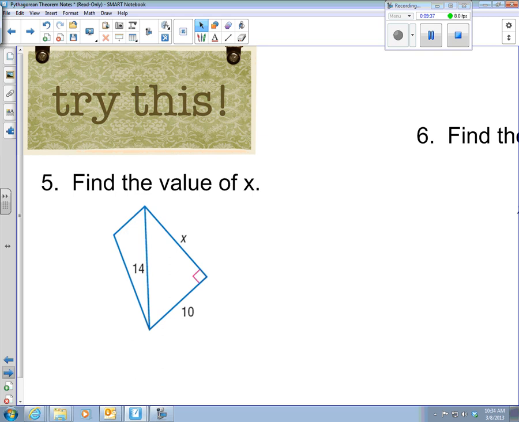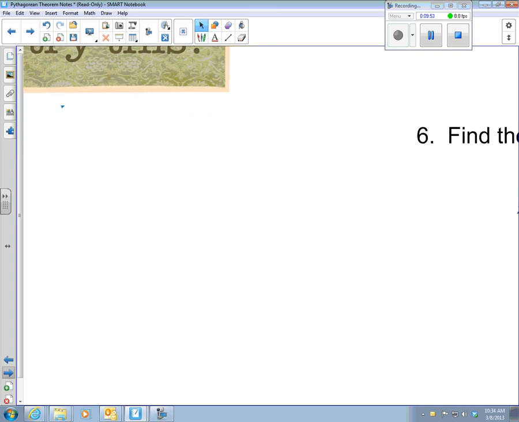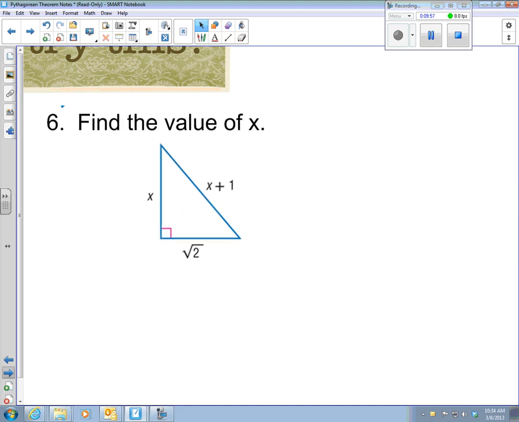The back sheet here now is your worksheet. I'm going to let you guys work on this, but I do want to do number 6 with you guys. You guys should be able to figure out number 5. There's 2 triangles there, but you can see the right triangle. I think you'll do just fine with that. I want to look at this one. It says find the value of x.